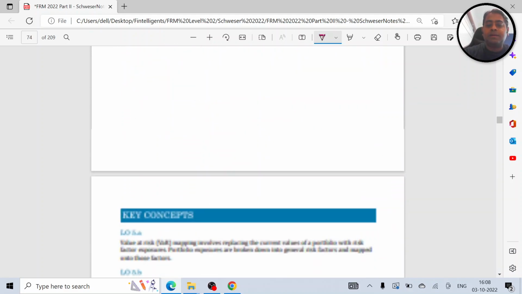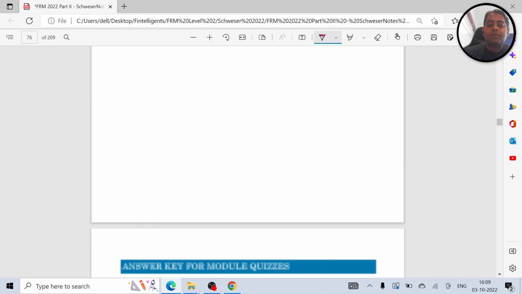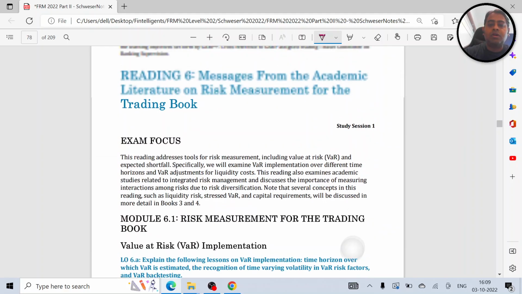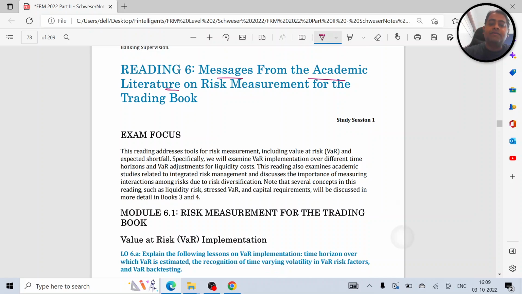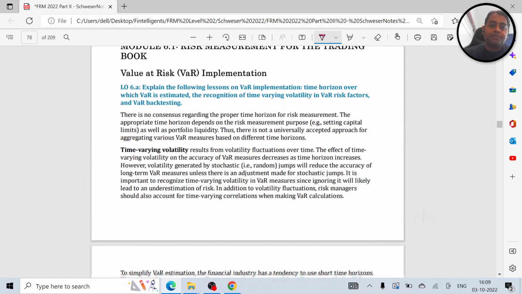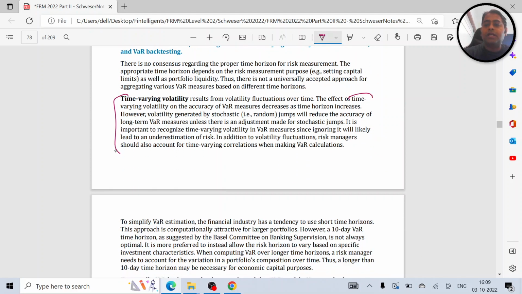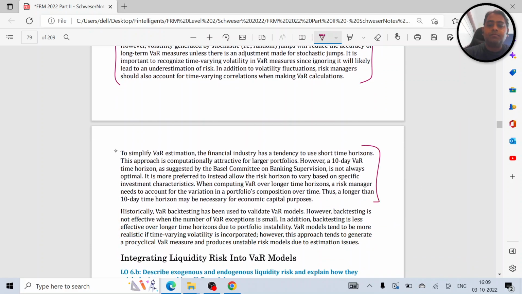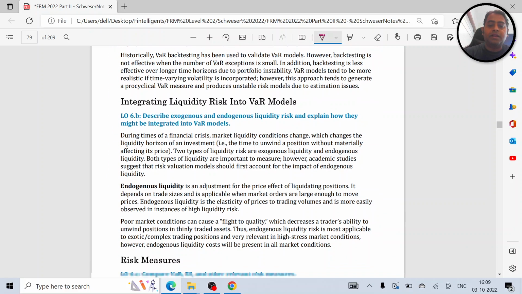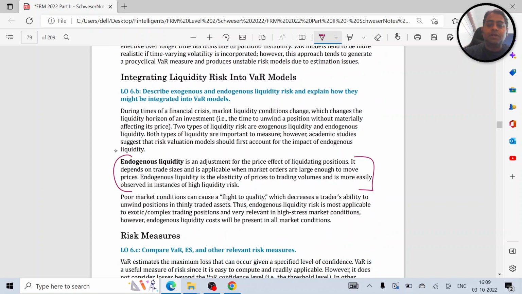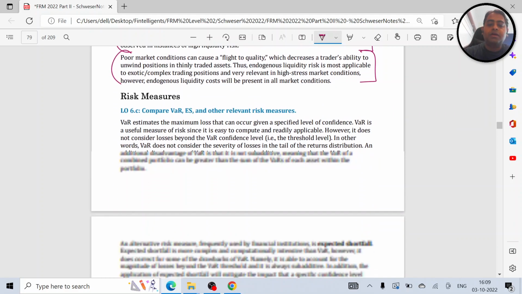We can directly go to the next chapter, which is your message for academic literature. This is a small theoretical chapter. It's a combination of a lot of basically what other authors or academicians are talking about with respect to risk measure, and they've given you a few pointers for each of them. So time varying volatility you should read. This part also you should read. Intraday liquidity, endogenous liquidity part, and this part you should read.